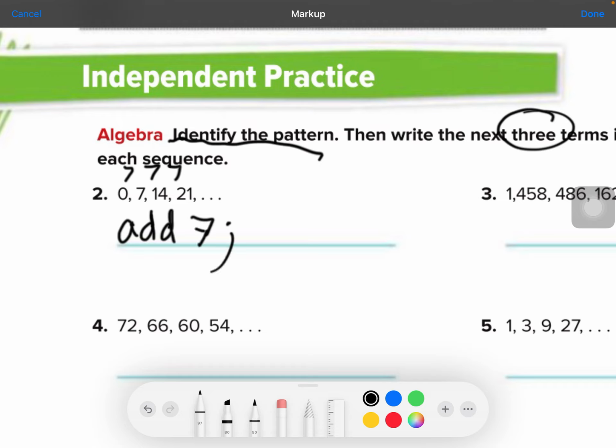And what are the next 3 going to be in it? Well, 21 plus 7 would be 28. And then 28 plus 7, you could do that in your head or your fingers, whatever you need to do, 35. And then 35 plus 7, 42.